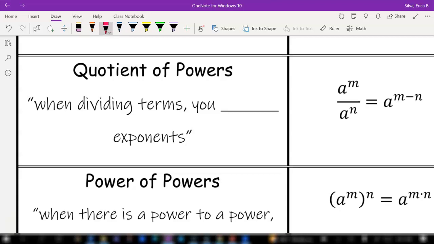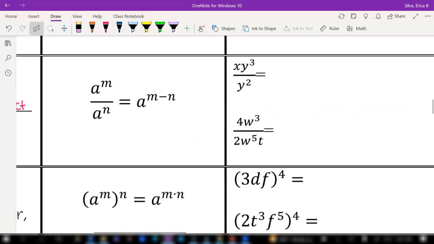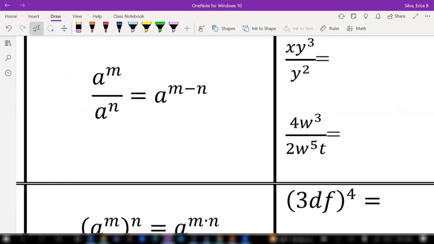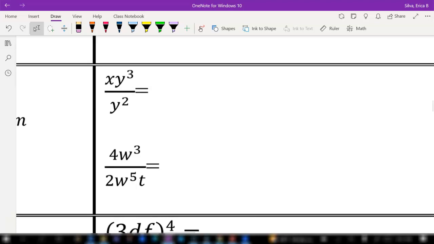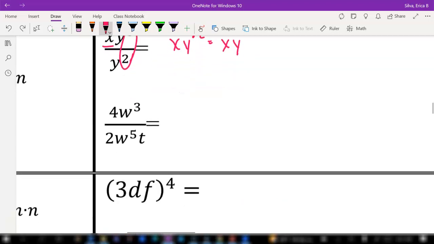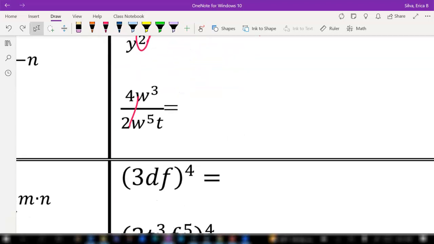We have a quotient of powers. When dividing terms, you subtract your exponents. So let's look at these. We have just x by itself, and then the y's are the ones that we're subtracting. We have y, 3 minus 2. That gives us x y. And there's an exponent of 1, but we don't write it.